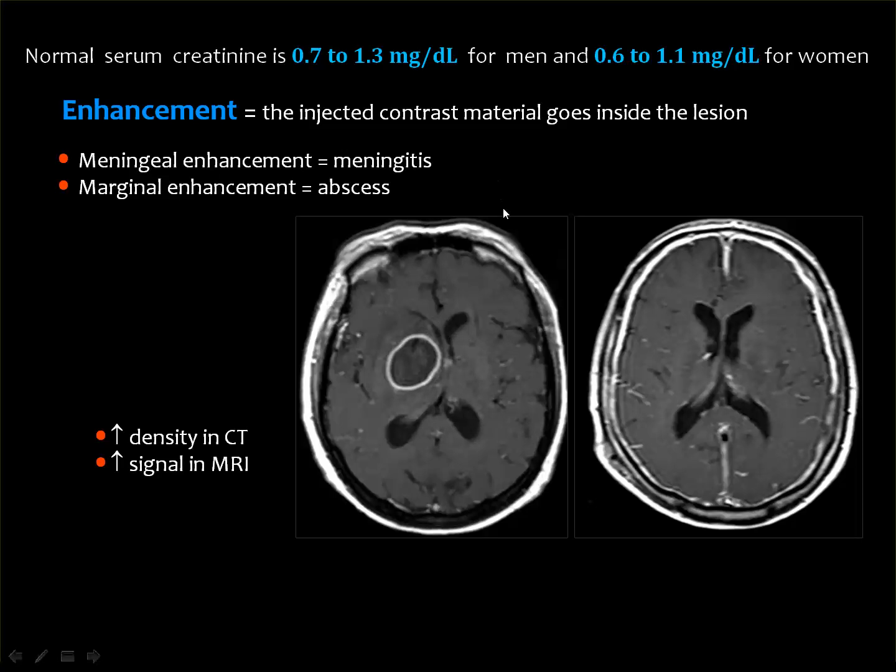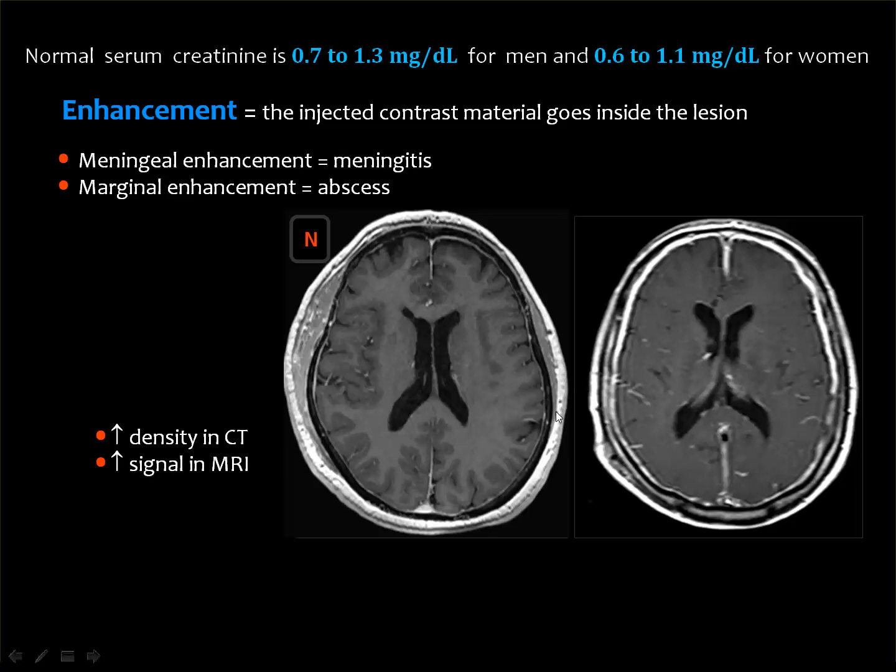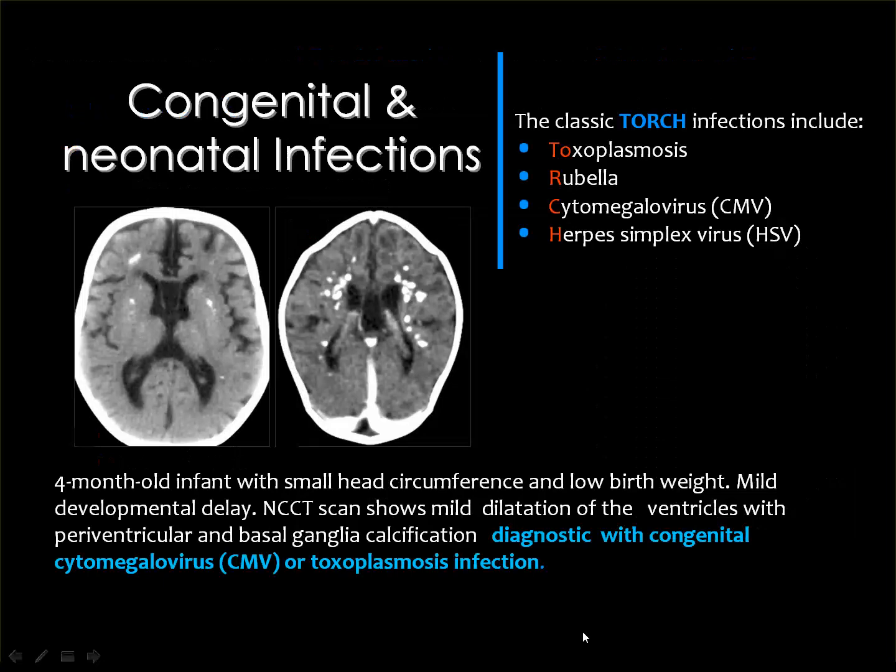If you inject the contrast material and you get a marginally enhancing lesion, this is an abscess. If you get a thickened dura that is enhancing, this is meningitis. This is the normal thickness of the dura. As you can see, it's a very fine line that normally enhances with contrast material. But this line is very thick and strongly enhancing, and also seen in the interhemispheric fissure.